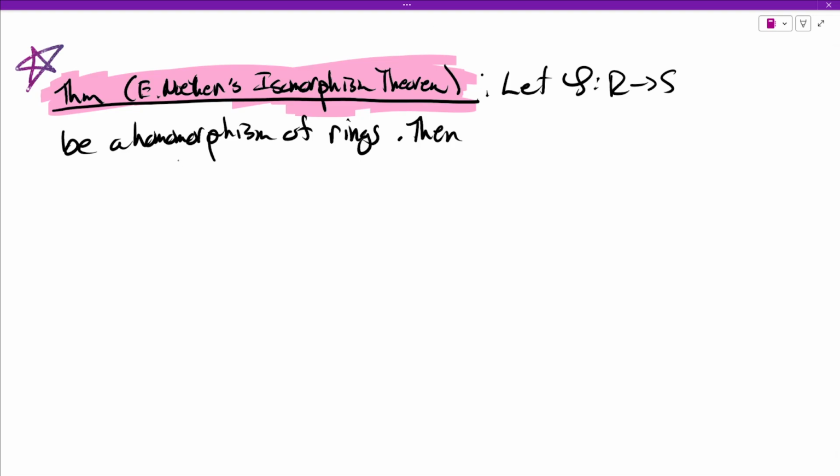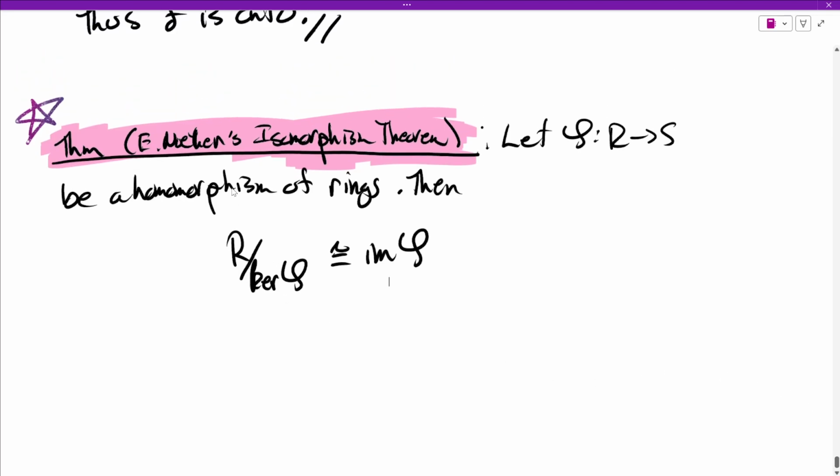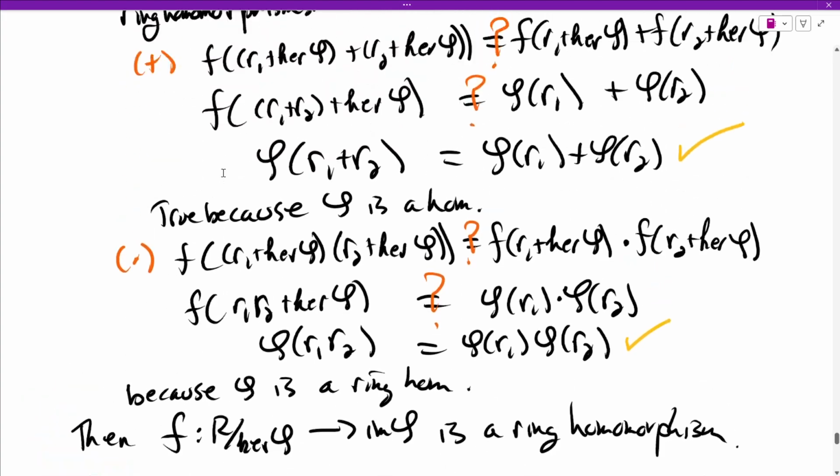So suppose you have a ring homomorphism, then R mod the kernel is isomorphic to the image. Now, that's not surprising at all. We actually proved this, right? So that was the content of all of the previous lemmas.